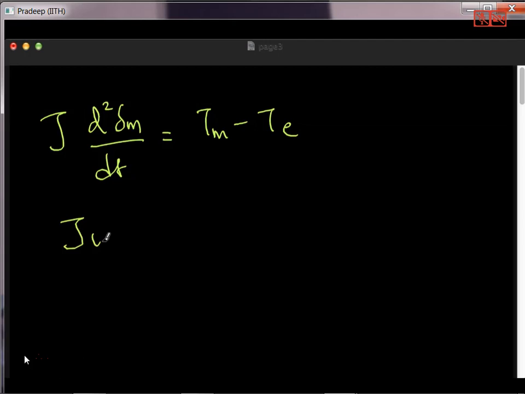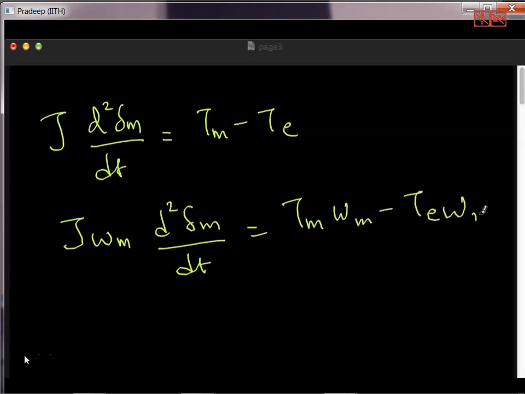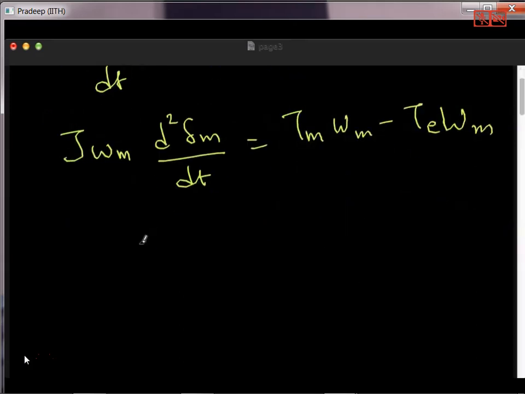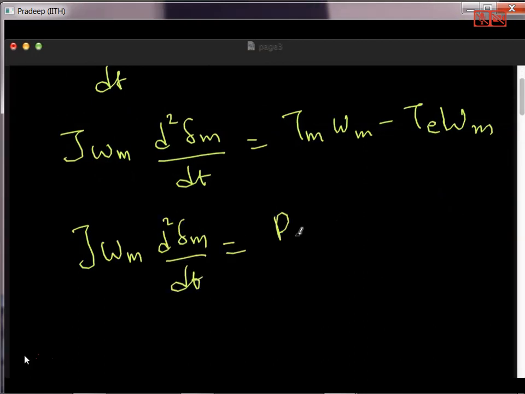We have already seen J omega m d2 delta m by dt is equal to Tm into omega m minus T into omega m. So what is torque into omega? Torque into omega is power. Here also torque into omega is power. This is electrical power, whereas this is mechanical power. So I'll get J omega m d square, this is nothing but mechanical power minus electrical power.